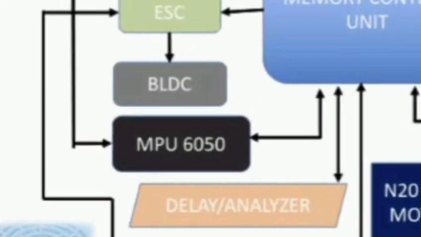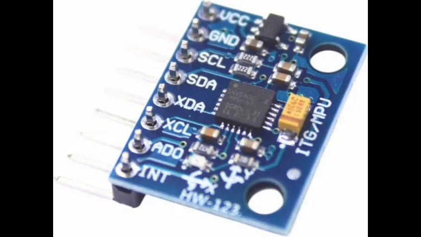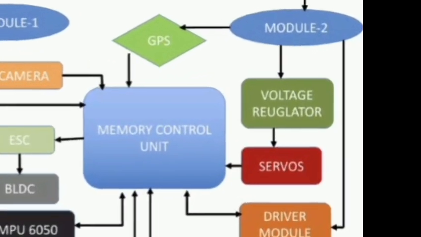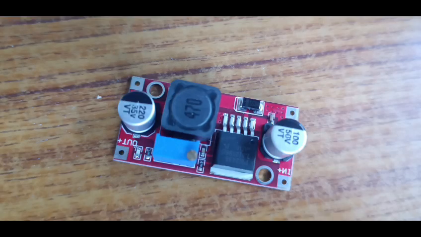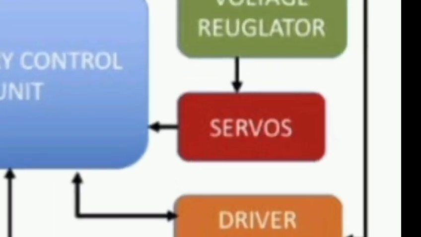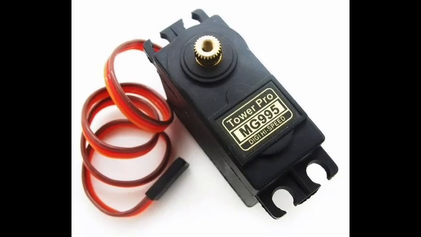And we use the sensor MPU 6050 for the stabilization of the drone. It consists of a 3-axis gyroscope for maintaining the stabilization of the drone, and we use a voltage regulator for converting the 12V supply to 6V supply for both the servos and the MPU 6050. The servos get the 6V supply and convert the action from 0 to 90 degrees for converting from the ground movement to aerial movement.